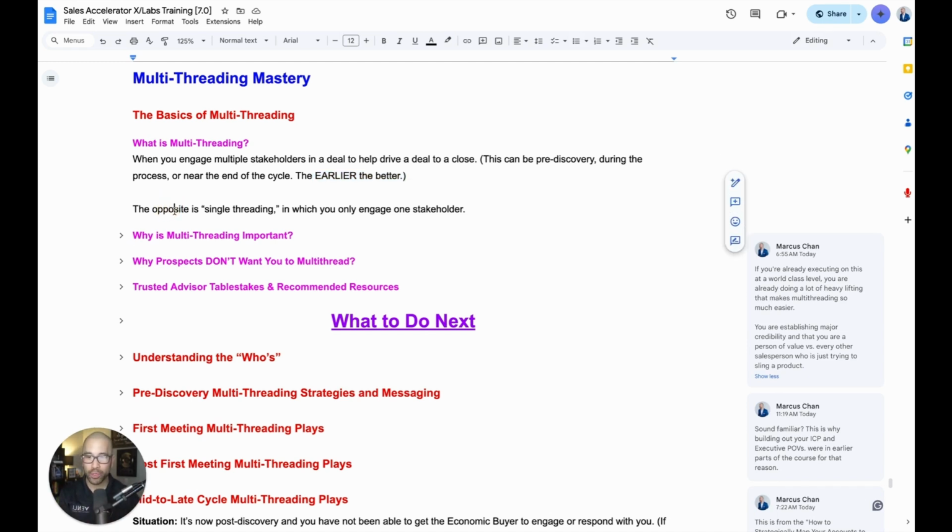Also, this is the opposite of what's called single threading, in which you're only engaging one stakeholder. So we'll use those terms continuously, multi-threading and single threading. So it's important for you to understand this. So let's talk about why this is so important.